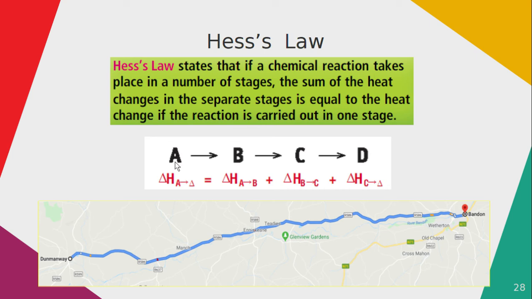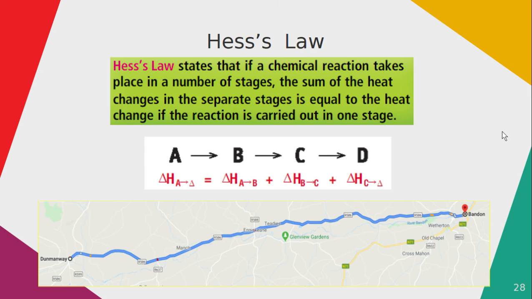So my delta H value from going from A to D is the same as the sum of going A to B, then B to C, then C to D. So my one-step approach going from A to D, that delta H value is going to be the same as all of these delta H values added up. That's what this red equation here is telling us.